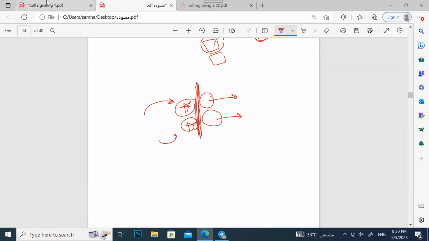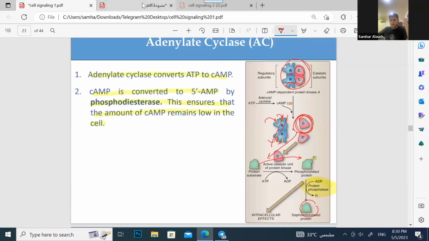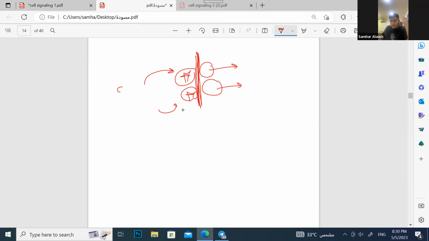Okay, so now we need to mention 2 things. Once cyclic AMP binds to the PKA, it becomes active. So how will I inactivate it? We have done the response, everything is now good. We want to inactivate it. We have 2 ways of inactivation.